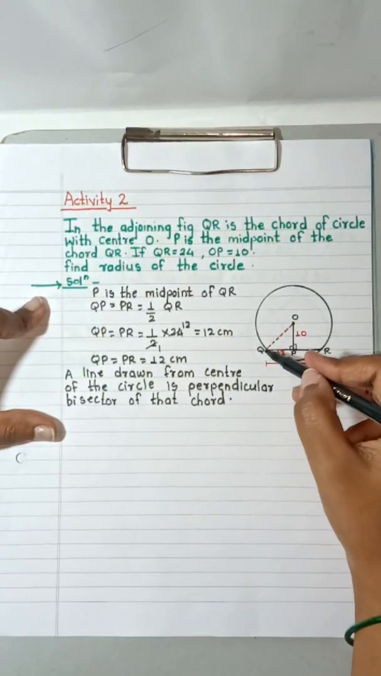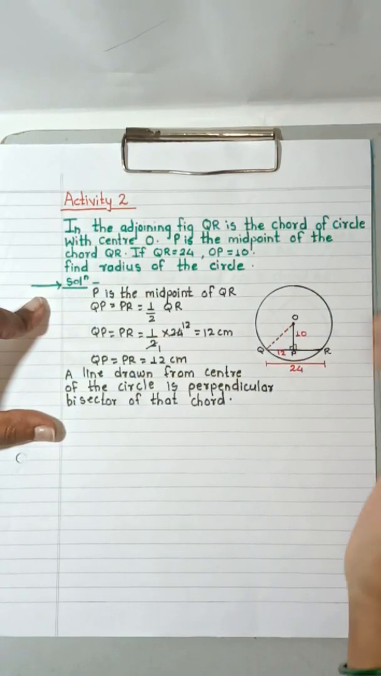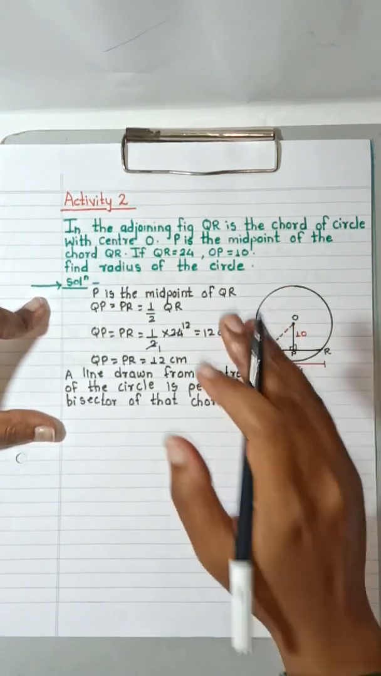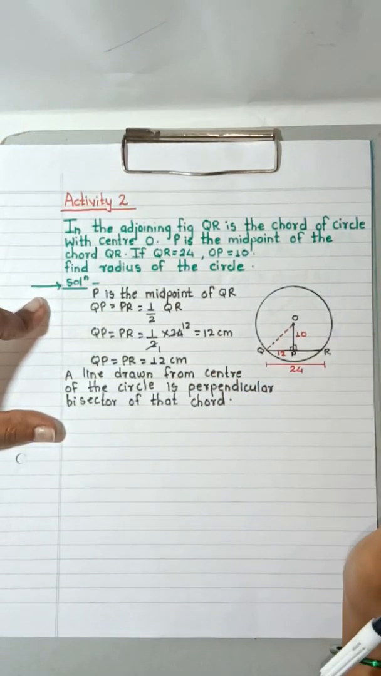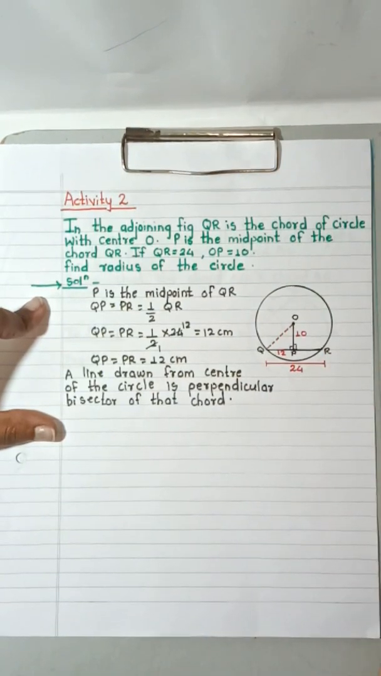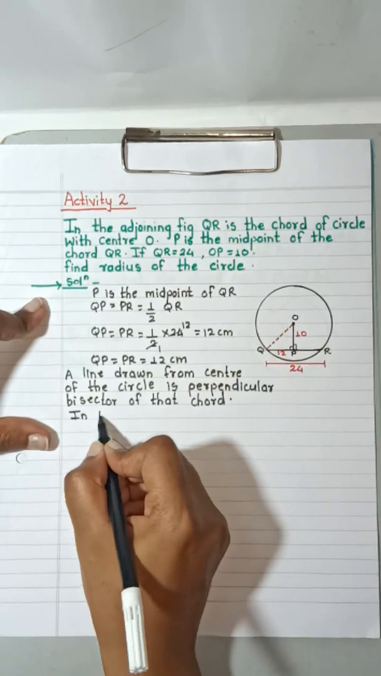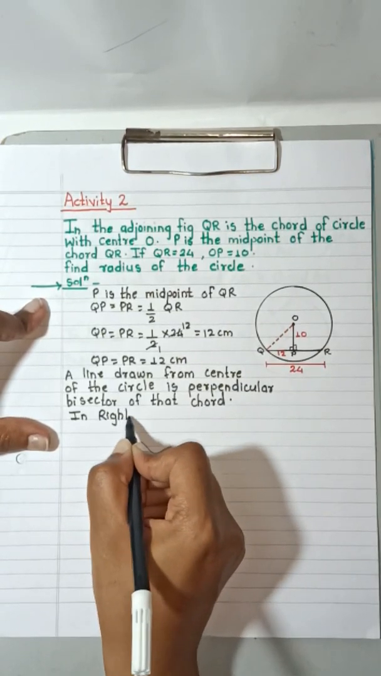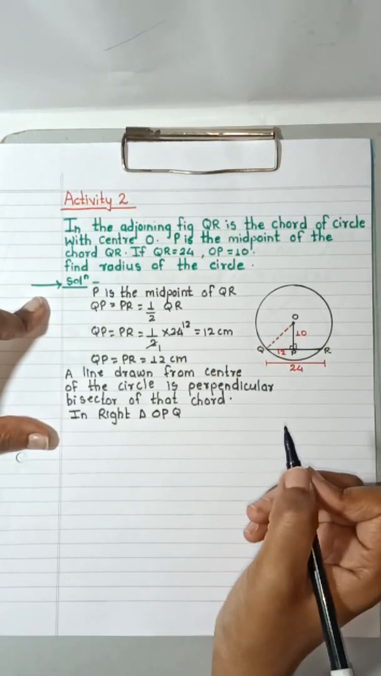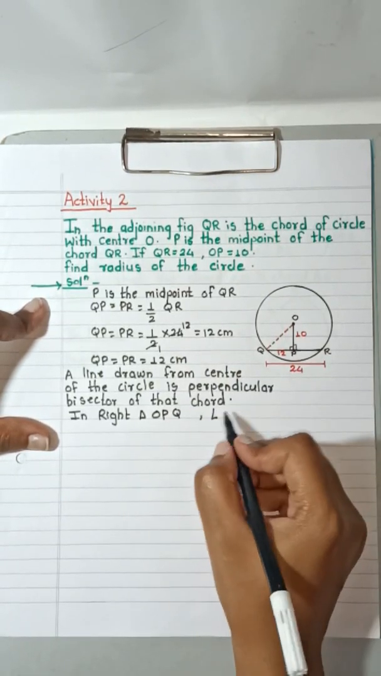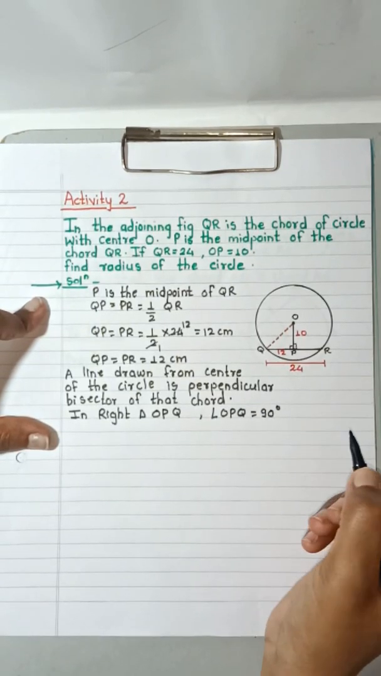Now when we join this, what will we get? We'll get a right angle triangle. In this right angle triangle, once again we'll apply the Pythagoras theorem and find the value of OQ, that is the radius of the circle. Now let us go in the right triangle OPQ. In that, angle OPQ is equal to 90 degrees.